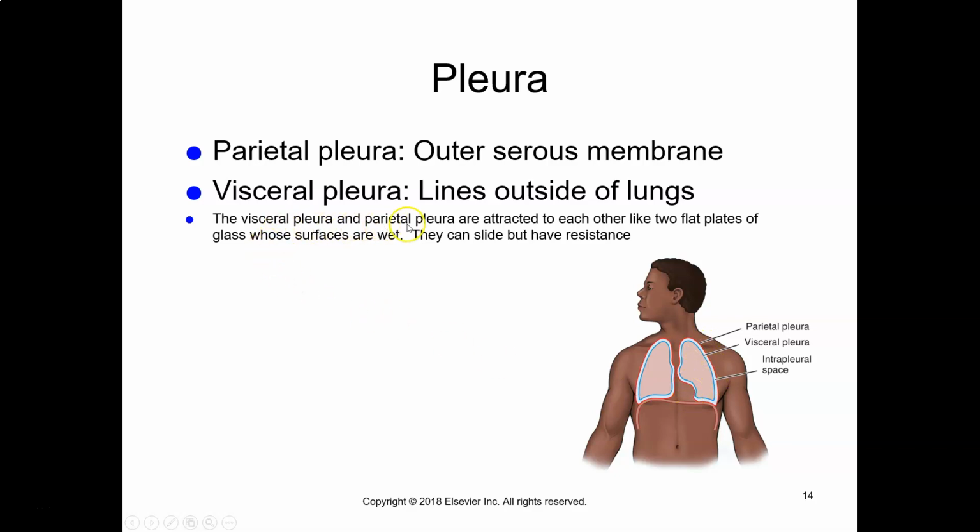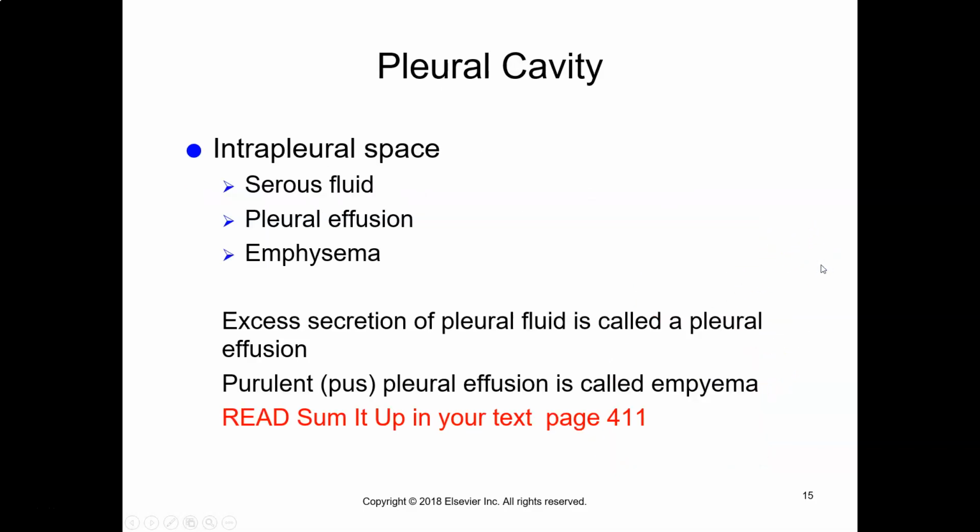The visceral and parietal pleura are attracted to each other like 2 flat plates of glass whose surfaces are wet. You know how you can put water in between 2 surfaces like that, and how they slide, but they have resistance also. And that's what these 2 pleura act like. And then there's a space in between called the intrapleural space. And that is made up of serous fluid, and you can get what they call pleural effusion.